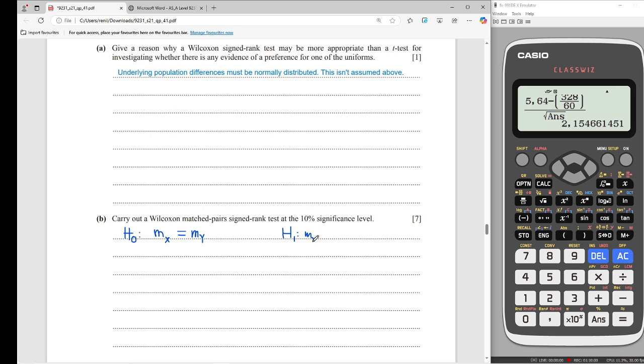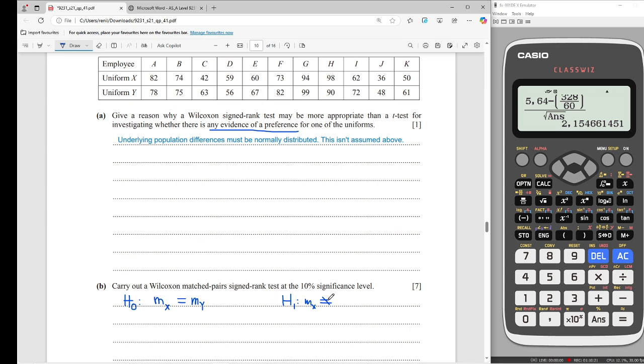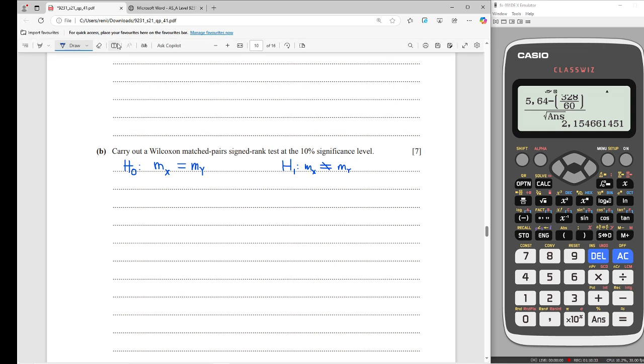And we can write MX, and now this is where we have to look whether it's greater than, lesser than, or just not equal to. It says here whether there is evidence of preference for any one of the uniforms, meaning MX can be greater than or lesser than. So we're going to say that the population medians are not equal, one is given more preference than the other. These are our hypotheses.